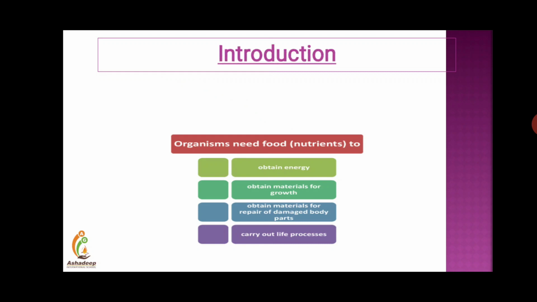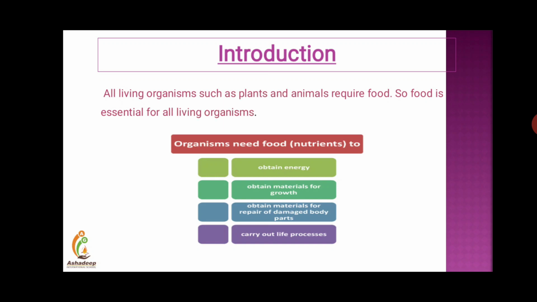In the introduction, first of all we have some basic information about food. Organisms need food to obtain energy, obtain material for growth, carry out life processes and repair damaged body parts. We all depend directly and indirectly on other animals and plants for nutrients.